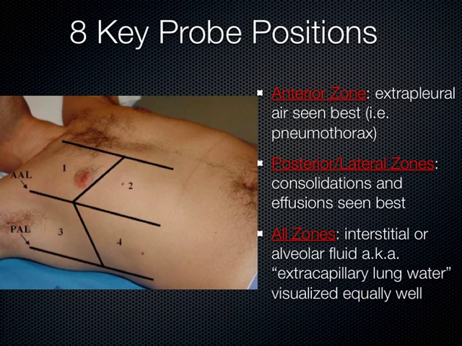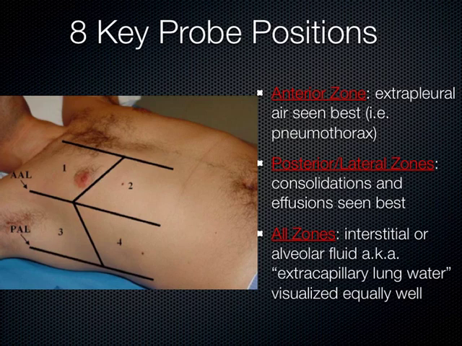Pulmonary edema in very rare circumstances will be unilateral, but in most cases, this is due to congestive heart failure or a non-cardiogenic pulmonary edema. It's going to be bilateral. And so when you're trying to identify pulmonary edema, you should be able to see it in multiple fields.